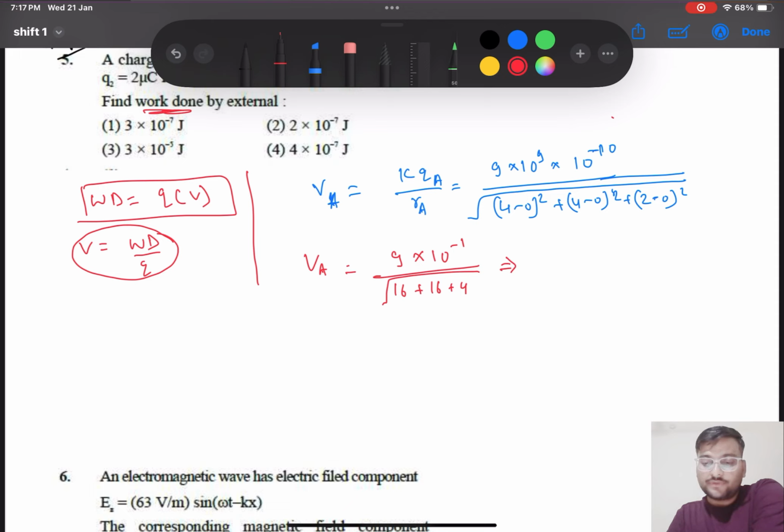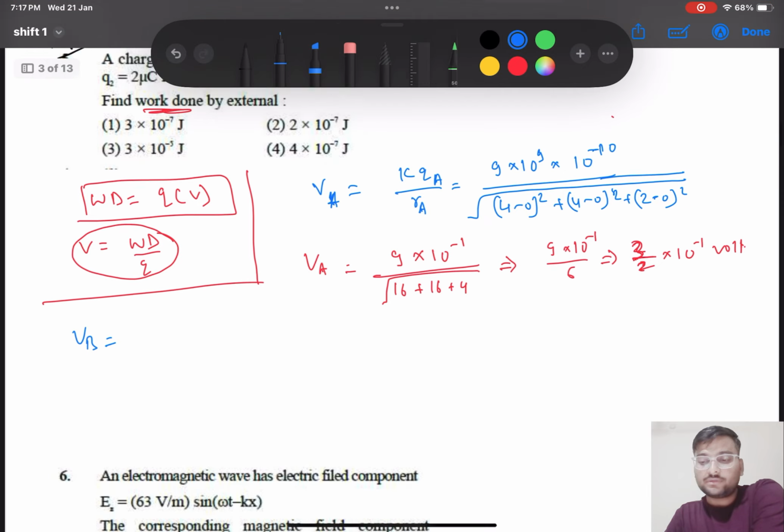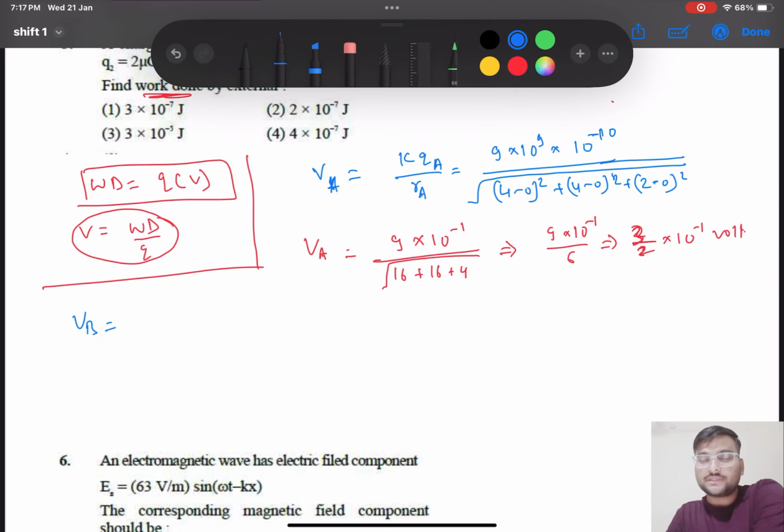Now after solving this, for VA we get 9 into 10 power minus 1 divided by the square root of 16 plus 16 plus 4. 16 plus 16 is 32, plus 4 is 36, whose square root is 6. So 9 into 10 power minus 1 by 6, that is 3 by 2 into 10 power minus 1 volt. This is the first part.